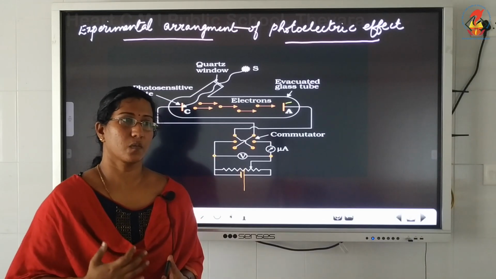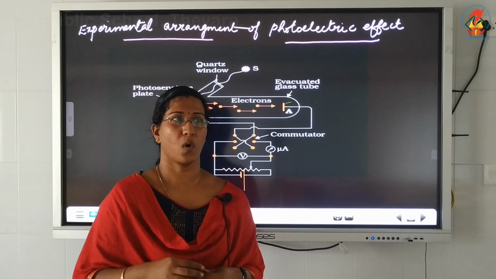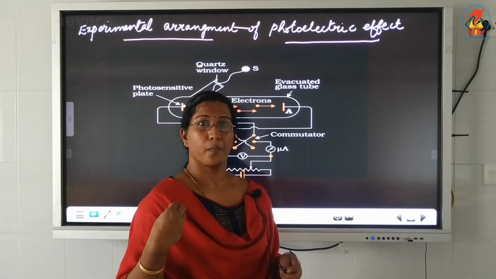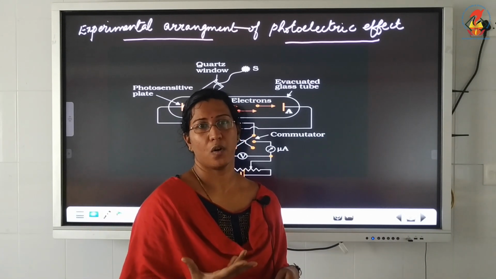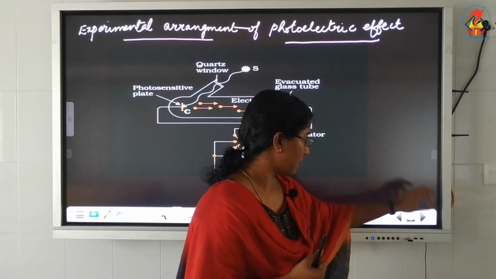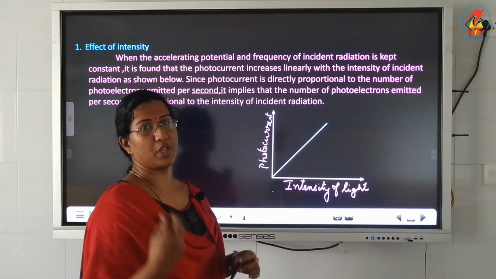The scientists used various procedures, various ways to find out the effect of intensity, the effect of frequency, external potential, etc. on the photoelectric current. Now first let us see what happens to the photoelectric current when the intensity of light changes.